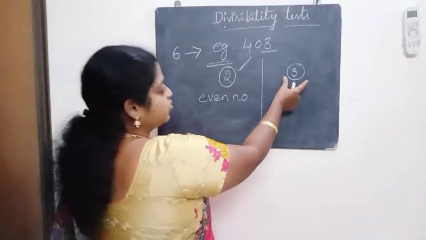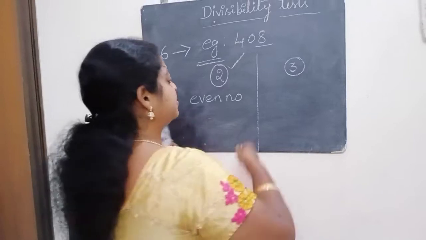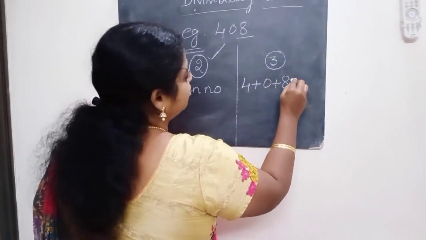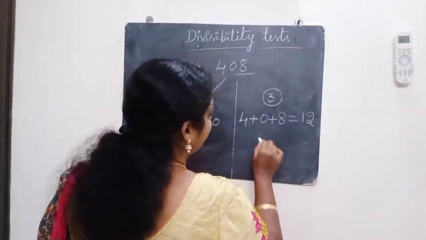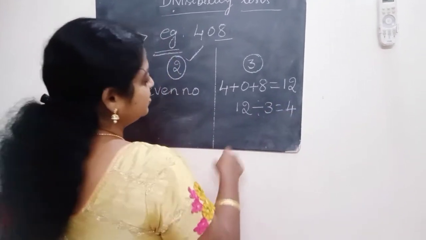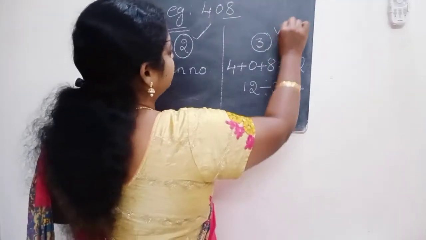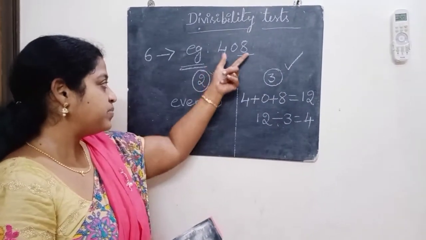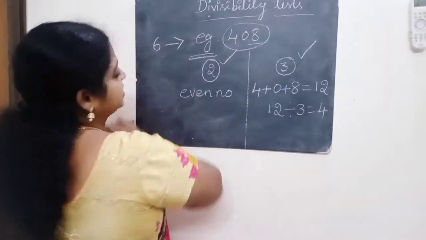And what is the rule for 3? You should add all the digits, the sum of the given number. 4 plus 0 plus 8. 4 plus 0 is 4 only, and 4 plus 8 is 12. So 12 is divided by 3. What is the exact answer? 4. The remainder is 0 here. So it is following the third rule also. So it follows rule 2 and rule 3, so it is divisible by 2 and 3. So the total number is divisible by 6. Clear, children?